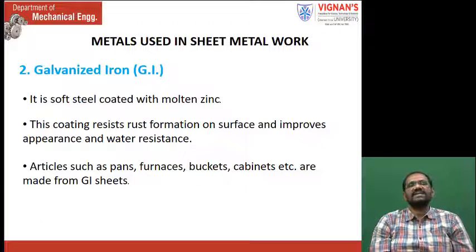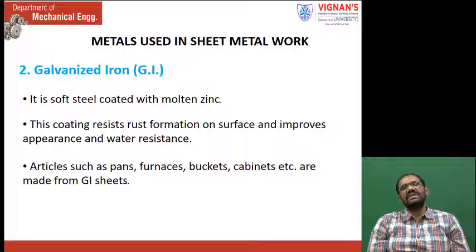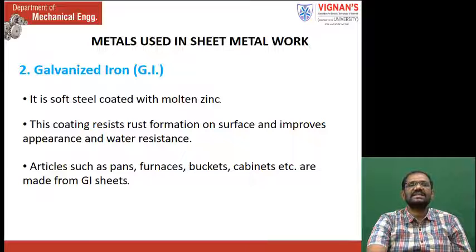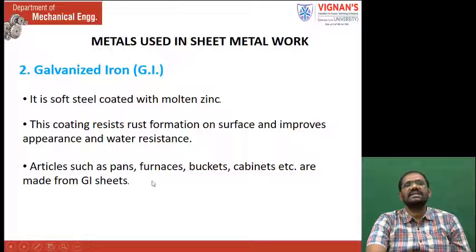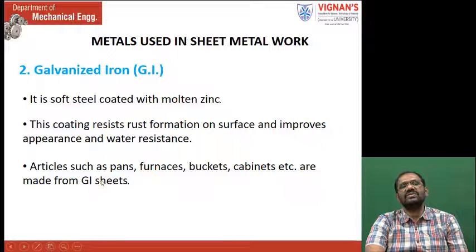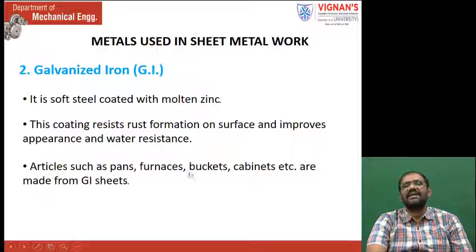Next, galvanized iron. It is a soft steel coated with molten zinc. This coating resists rust formation on the surface and improves the appearance and water resistance. These GI sheets are used in making pans, furnaces, buckets, cabinets, etc.